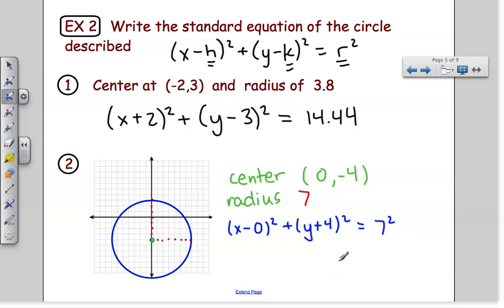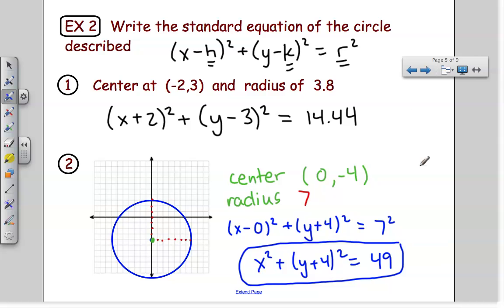I wrote it this way, and I'm going to simplify here. Because first of all, I don't need to write x minus 0. X minus 0 is just x squared. Plus, and then I do need parentheses around y plus 4 squared equals, and I'm going to do 7 squared and get 49. And this would be the best way to write the equation of that circle.